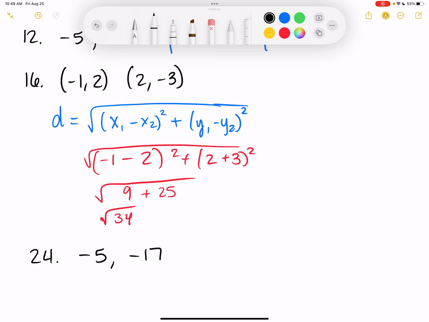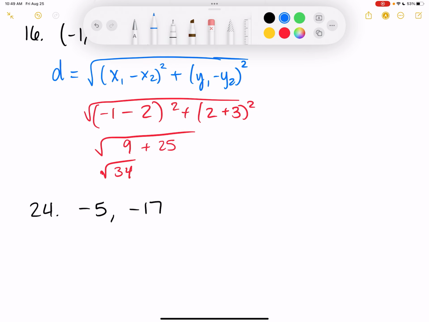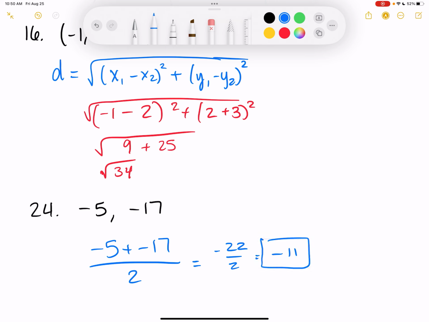So I want to find the midpoint between those. So how would I go about doing that? So you would find the distance and then divide it by 2. Well, sort of. I'm going to add them up and divide by 2. Because this can be negative. It will be negative in this case because they're both negative. So negative 5 plus negative 17 over 2, negative 22 over 2, or negative 11. So the midpoint is at negative 11.